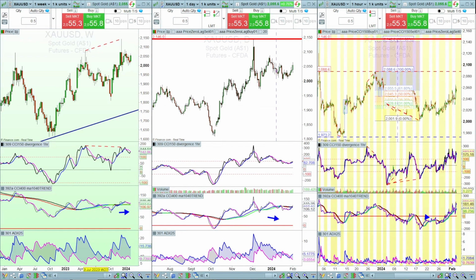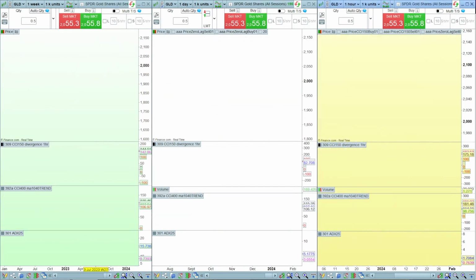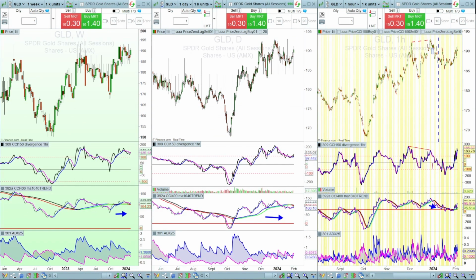But we've got first off SPDR Gold Shares, which is GLD. Buy at market executed. And what I've got here, let me just turn that down. What I've got here is basically, again, this is GLD, somewhat bullish on the CCI 400 on the weekly and the daily, even though it's now approaching its moving average on the CCI 400. The CCI 150 is showing no sign of divergence.